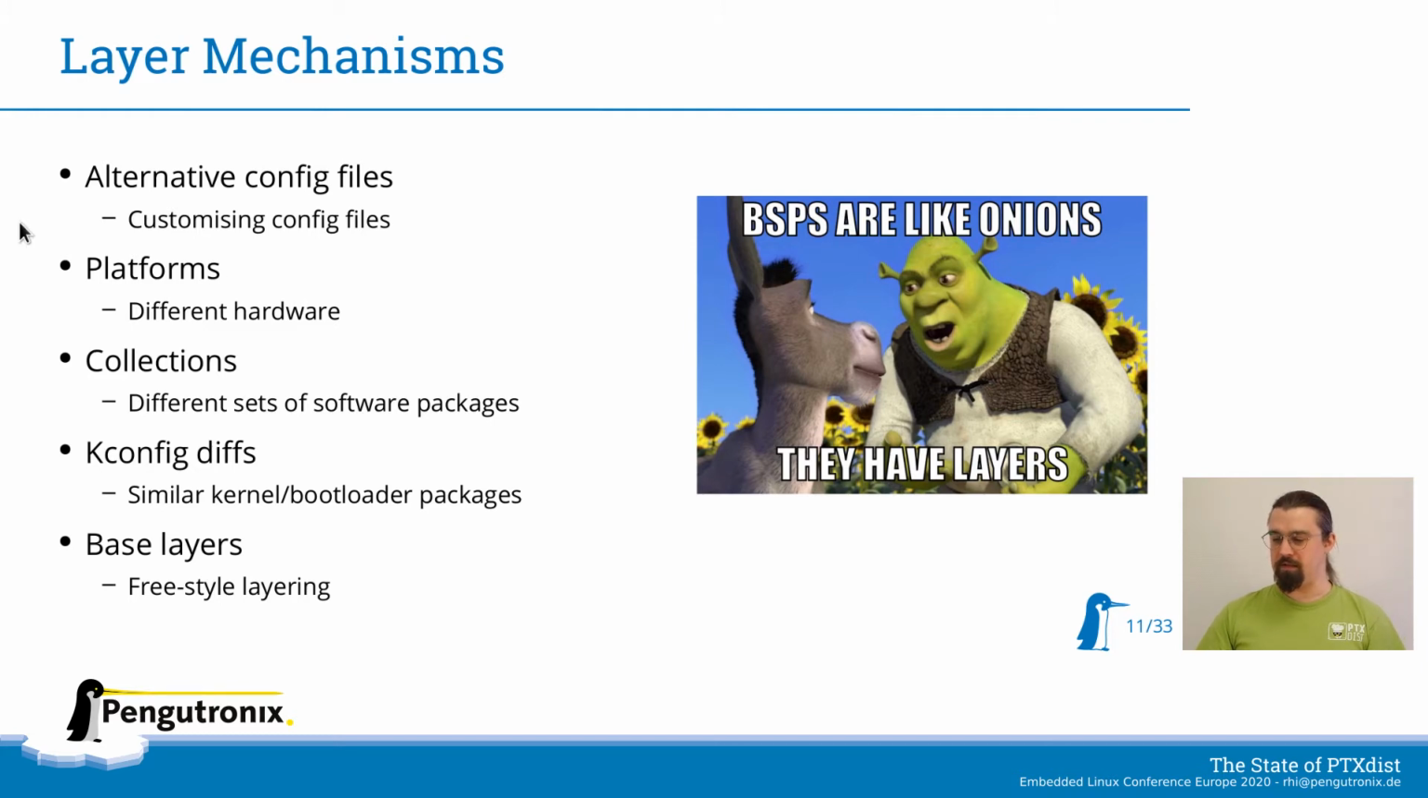Then there are platforms. As I already mentioned, platforms are about different hardware which you want to run your BSP on. Then there are software collections, which define different sets of software. For example, if you have different product lines which are quite similar but not the same, you can define a different collection for each of them and just use the one collection for the one product and the other collection for the other product. Then there are Kconfig Diffs. Maybe if you want to have similar kernels or something, you would just need to maintain a diff between them. And then there are base layers, which are basically the most pure form of layers, I think. And you can basically do anything you want with them.